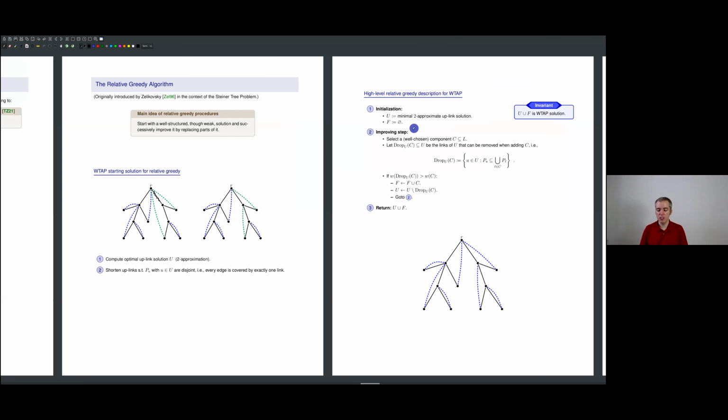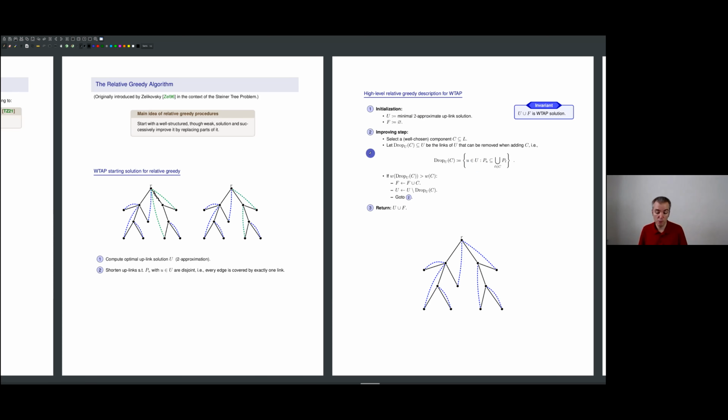Also, let me just highlight. So here we will always have this uplink solution and then other links coming. So I will try to always denote by uppercase U the uplink solution, and I will use lowercase u for an uplink in that solution. So it's different to maybe the previous sections where I sometimes used lowercase u for a vertex. So here I try to be consistent and use it only for uplinks, not for vertices anymore. Okay, so the uplink solution so far is just a pure uplink solution, nothing else.